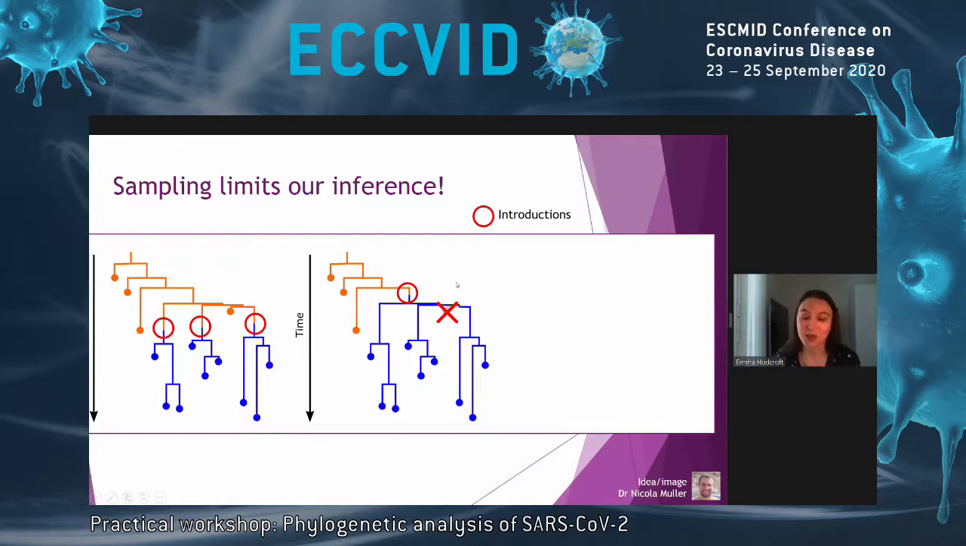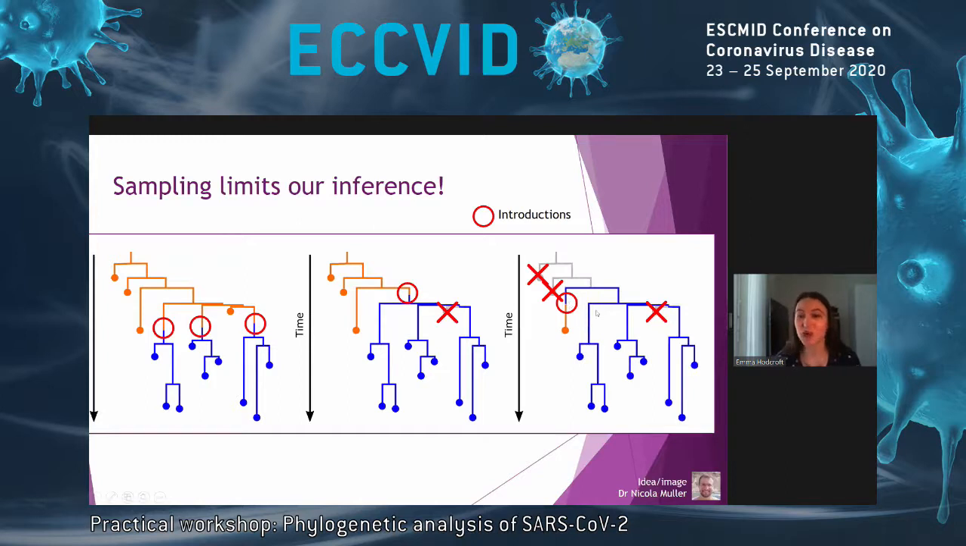We can take that a little bit further by saying, what if we're missing even more samples? Let's say we only have one orange sample and the rest are blue. We might very easily then assume that this is a virus that essentially started and spread in the blue country and had one transmission from the blue country to the orange country.